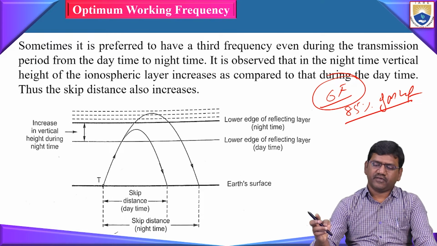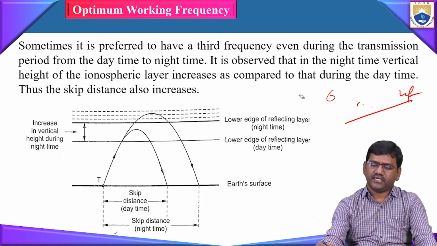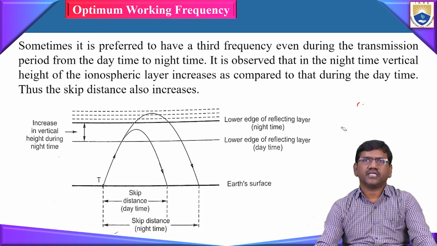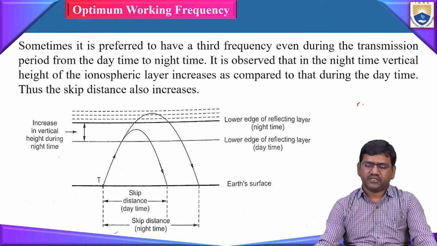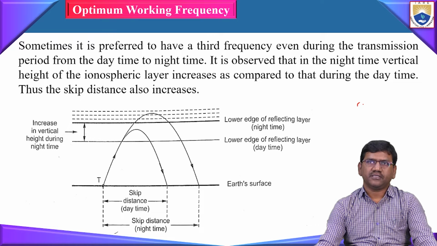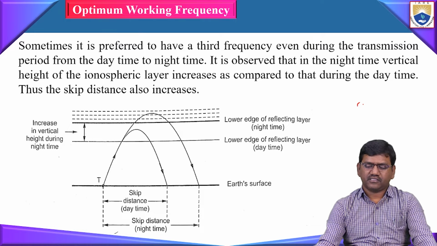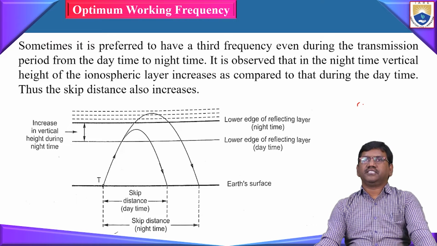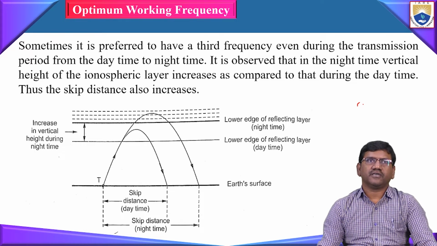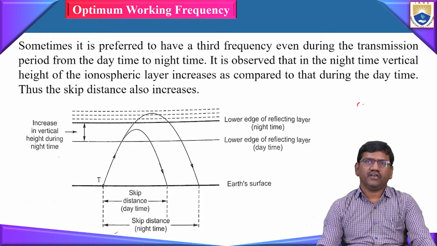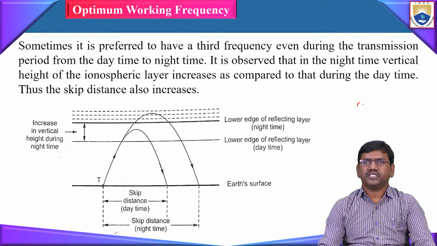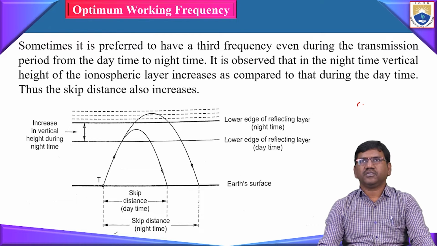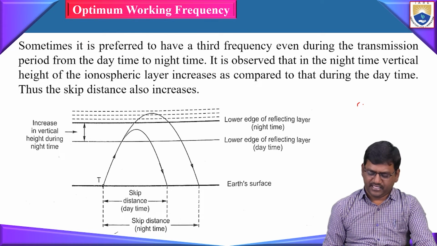Sometimes it is preferred to have a third frequency during the transmission from day to night time. It is observed that at night time the vertical height of the ionospheric layer increases as compared to that during the daytime. Thus the skip distance also increases. If the skip distance is increased, the signal that is going to transfer towards the receiving antenna will reach beyond the antenna. So all the signal strength is not going to be received at the receiving antenna.